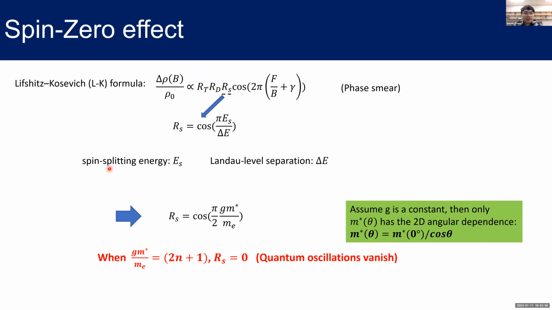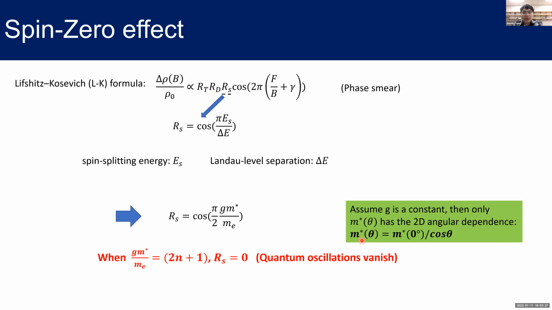So if we plug the spin splitting energy and the Landau level separation delta E into the RS, we get another expression for the spin term, which is cosine of half pi times the G factor times the effective mass divided by the electron mass. From this equation, we know usually the G factor is a constant, so we can assume G is a constant here. And then only the effective mass has the angular dependence. And as we said before, this orbit has a nearly two-dimensional shape, so we can assume this effective mass has a two-dimensional angular dependence.